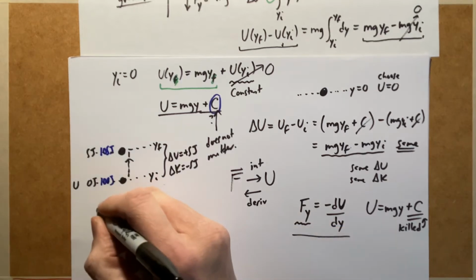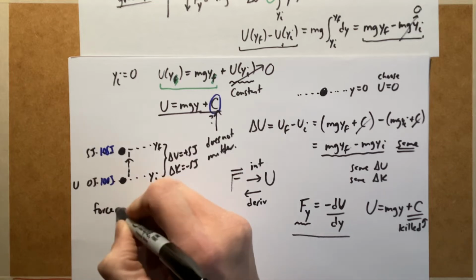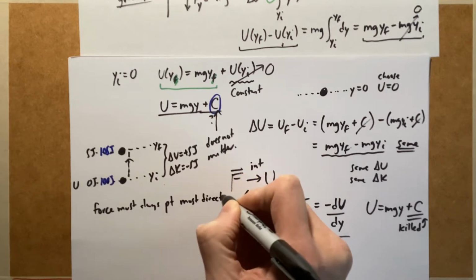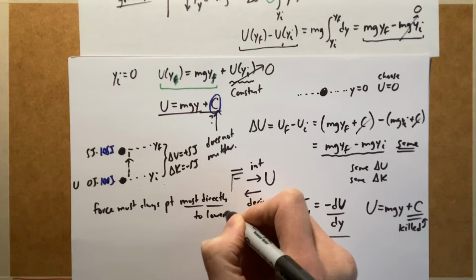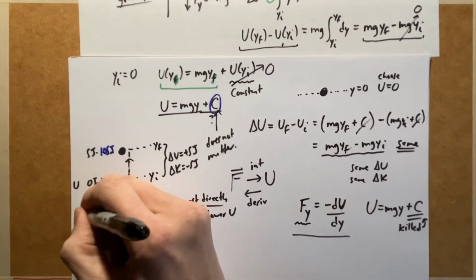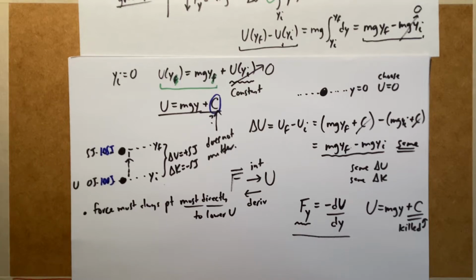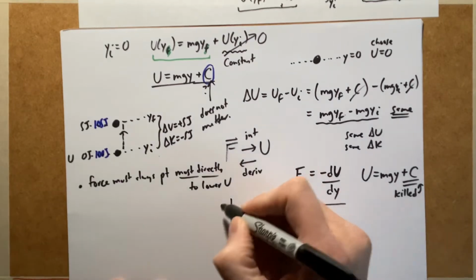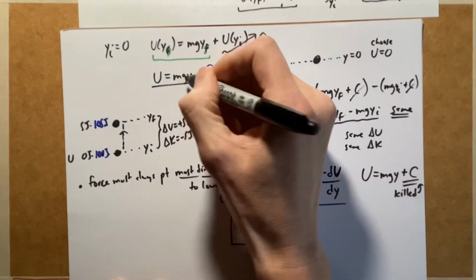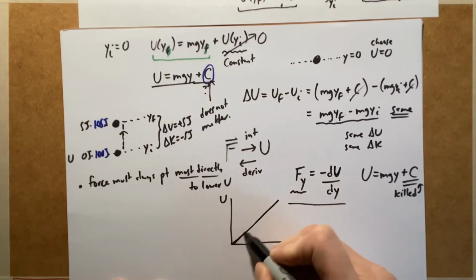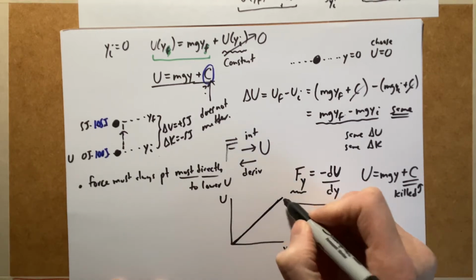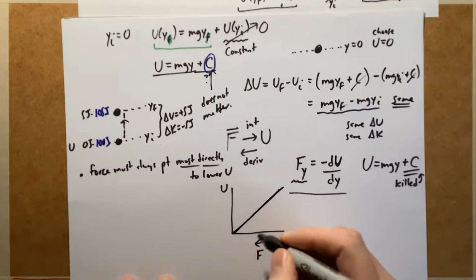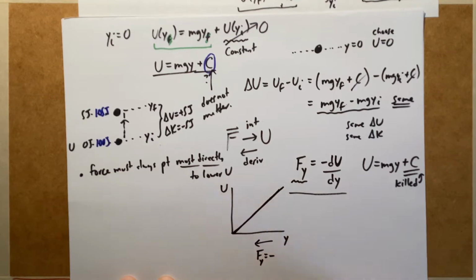First of all, it tells us that force must always point most directly to lower potential energy values. So that's one thing it tells us. If you make a graph of the potential energy function, here it's mgy. The potential energy increases with height, but of course we know that the force points towards lower potential energy. So the force is going to be in the negative y direction.